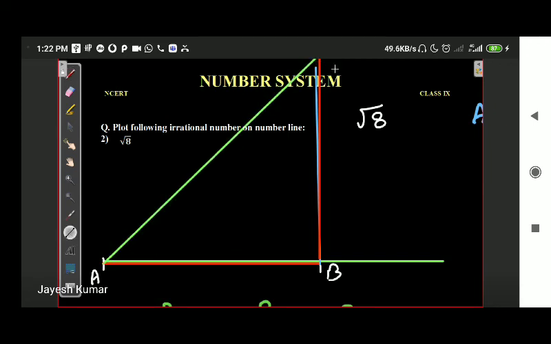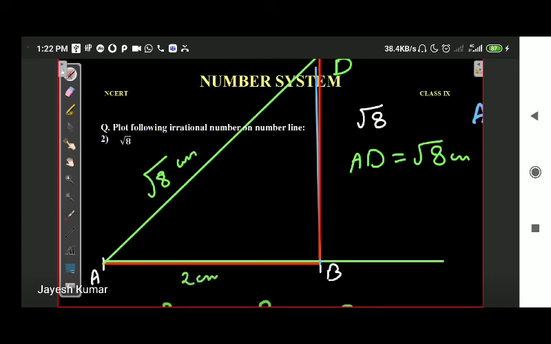Okay, this top, let it be D. So here AD should be equal to under root 8 centimeter. The length of AD should be equal to under root 8 centimeter. What we have taken is AB, base as 2 centimeter and height as 2 centimeter.